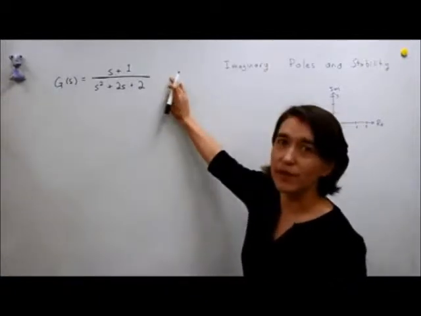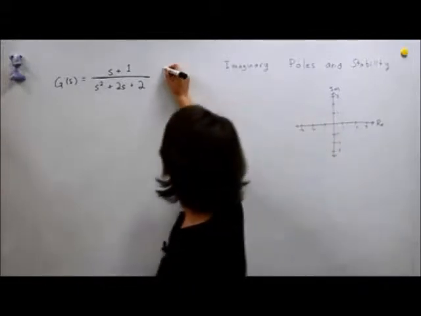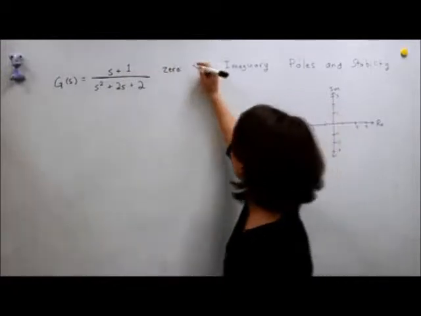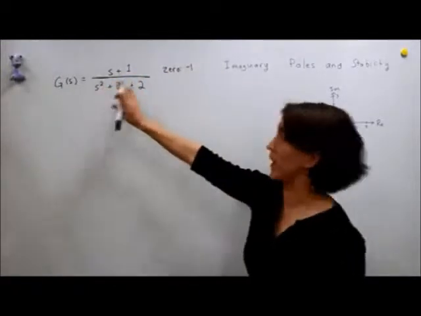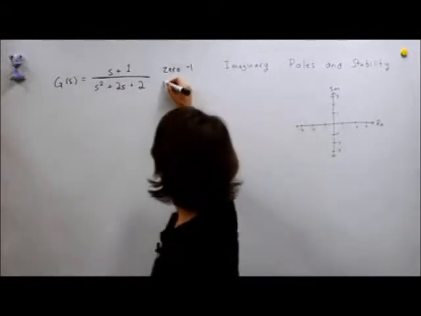So first, let's do the easier part. Let's find the zeros for this system. So our 0 here would be -1, because that s of -1 makes this numerator 0. So now let's try to find the poles.